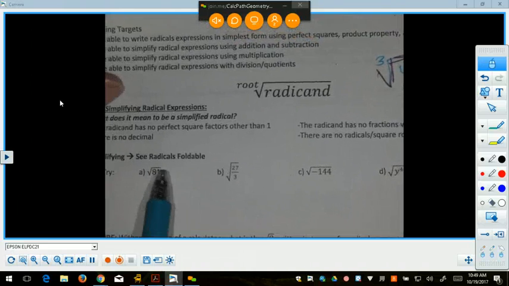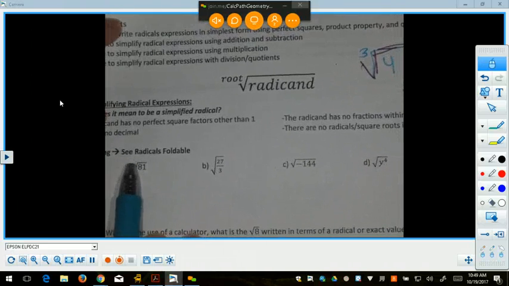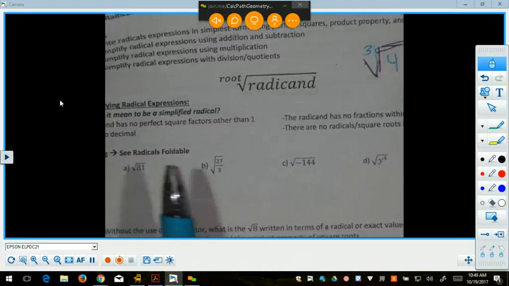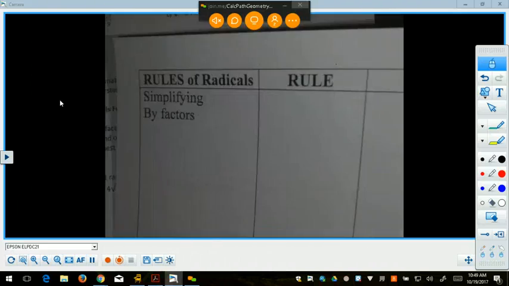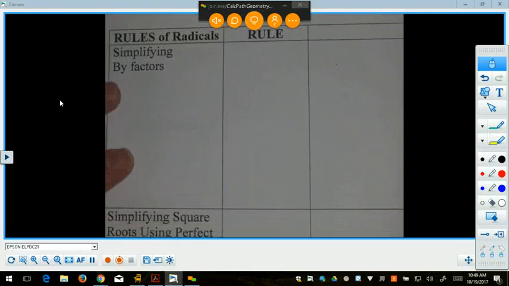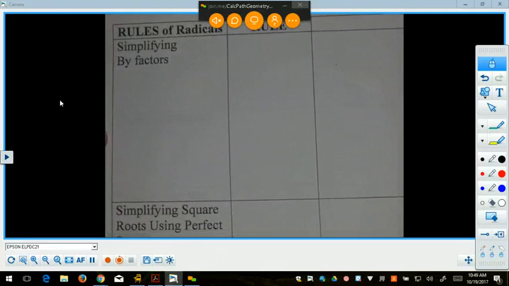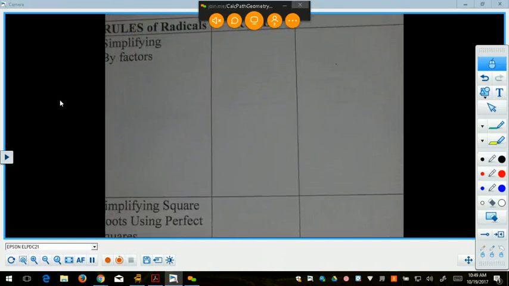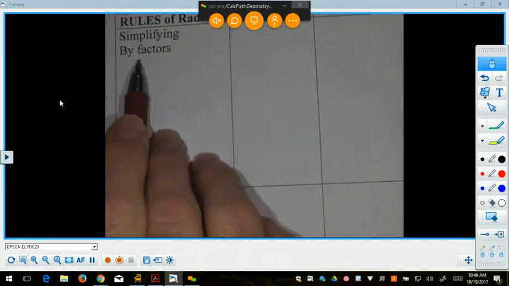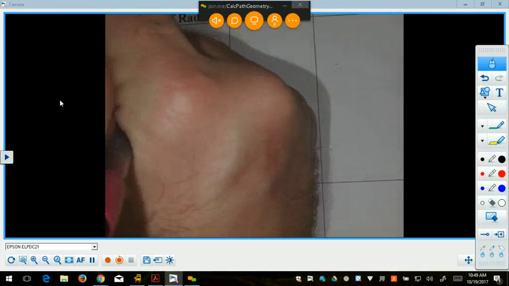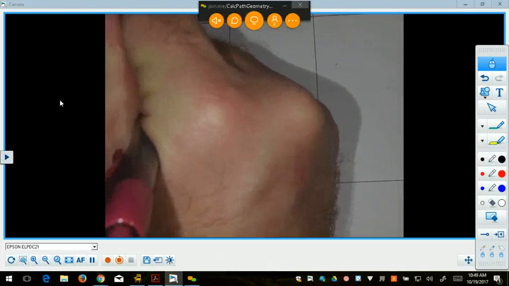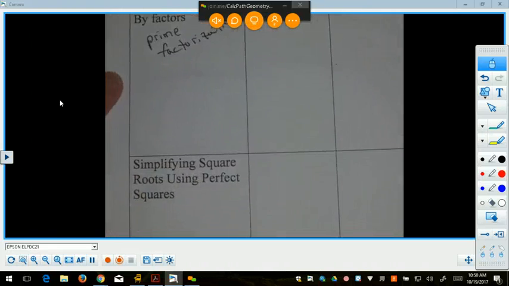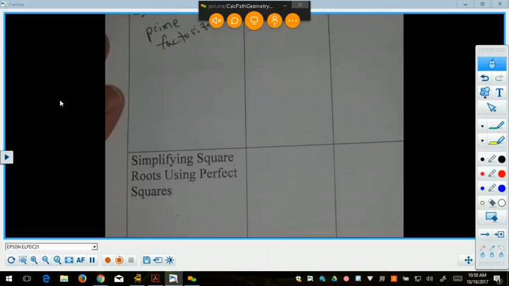Before we get to the U-try problems, and I think these are all perfect or they're going to work out, they are. We need to talk about simplifying by factors. Now, a lot of you already know your perfect squares and perfect cubes, apparently, so that's great. That might help you out for some of it, but there's two ways to do this. We can simplify by prime factorization, or we can simplify using perfect squares.